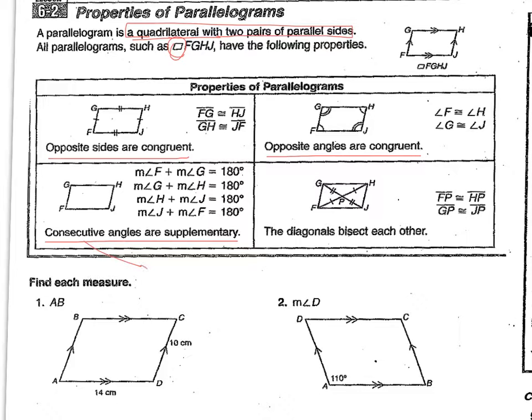Consecutive means what? What is consecutive? Next to each other. That's right, next to each other. That's consecutive. Okay? So consecutive angles are supplementary. Supplementary means? They equal 180. And the last one is diagonals bisect each other. What's meant by bisecting? They cut each other in half. Okay? Cut in half.